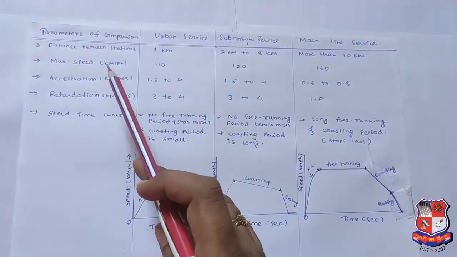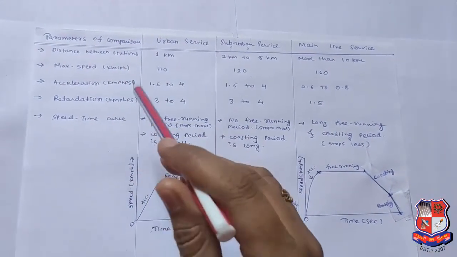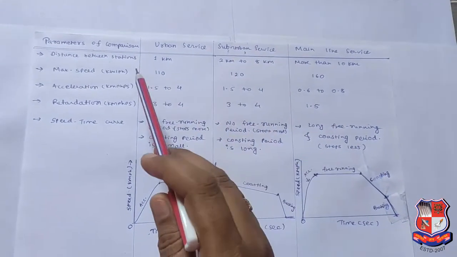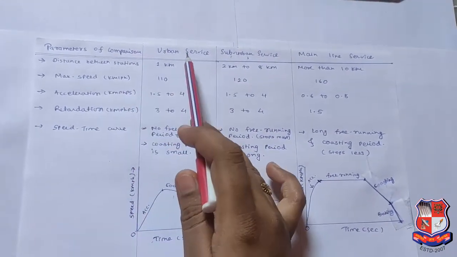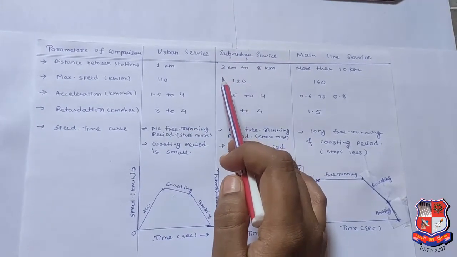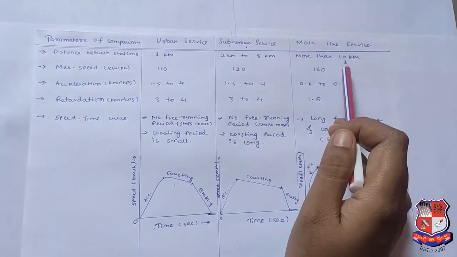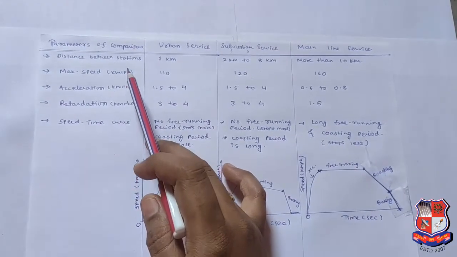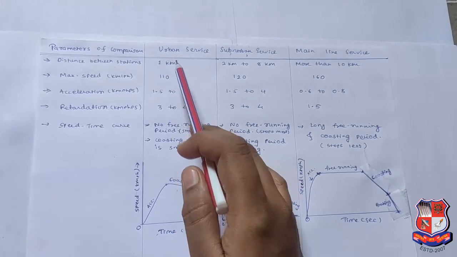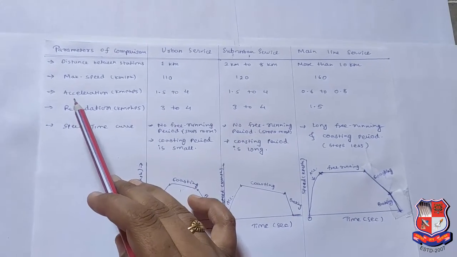now we can see the comparison of different services. So these are the parameters of comparison for urban service, suburban service and mainline services. Okay, first is distance between stations. For urban services it is 1 kilometer, suburban services it is 2 to 8 kilometer, and for mainline service greater than 10 kilometer. Okay, maximum speed in kilometer per hour is near about 110 in urban, 120 suburban and 160 mainline services.